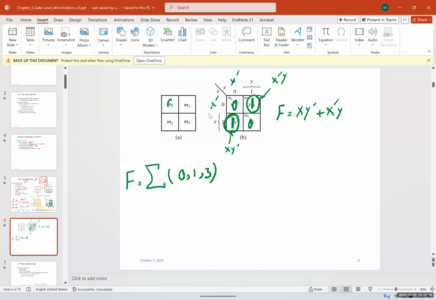So this means this is 0. It's 1, 1, 1. So M0, M1, and M3 are 1s. I can combine again these two and these two. This is going to be X prime. This is going to be Y. So the answer F would be X prime plus Y.